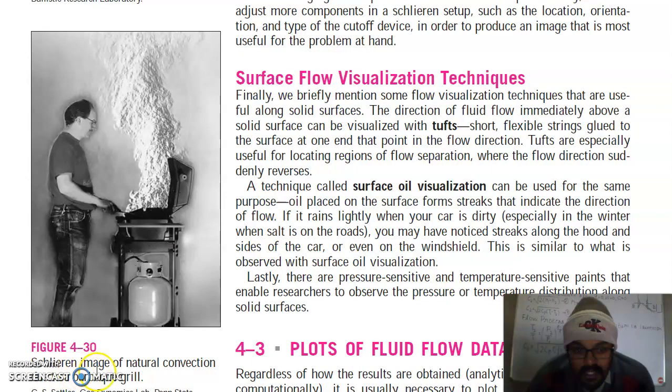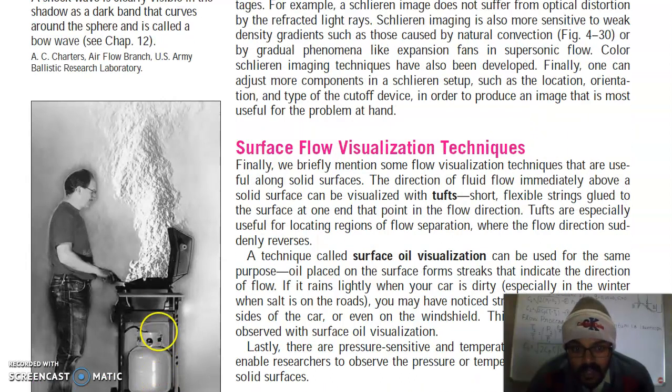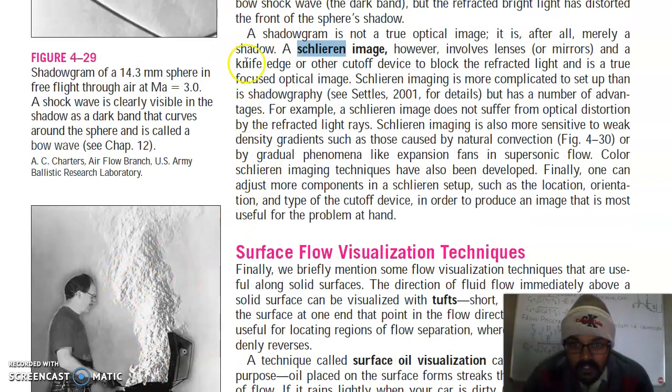This is a Schlieren image of natural convection due to a grill. You can see this convection here. A shadowgraph is not a true optical image. It is, after all, merely a shadow. A Schlieren image, however, involves a lens and a knife edge or other cutoff device to block the refracted light, and is a true focused optical image.